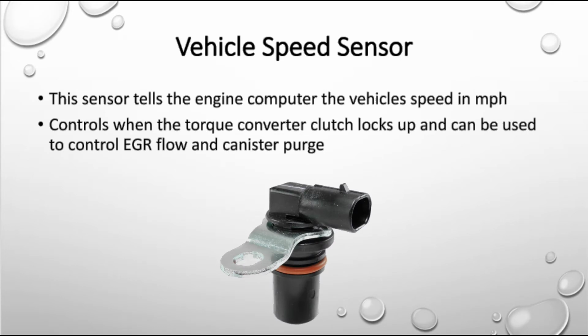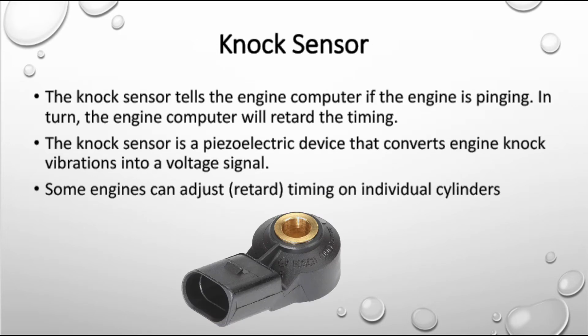Vehicle speed sensor. This sensor tells the engine computer the vehicle speed in miles per hour. This sensor also controls when the torque converter clutch locks up, and can be used to control EGR flow and canister purge. Knock sensor. The knock sensor tells the engine computer if the engine is pinging. In turn, the engine computer will retard the timing. The knock sensor is a piezoelectric device that converts engine knock vibrations into a voltage signal. Some engines can adjust, or retard, timing on individual cylinders.